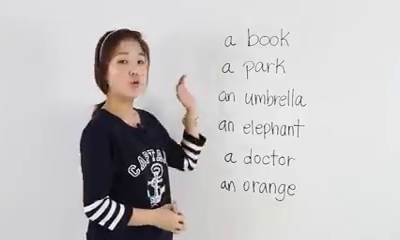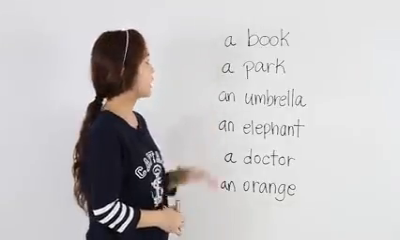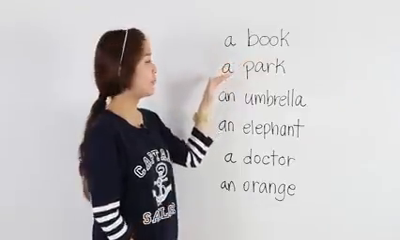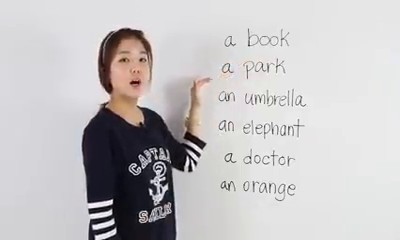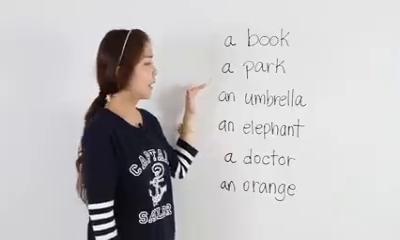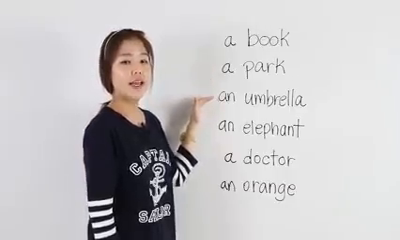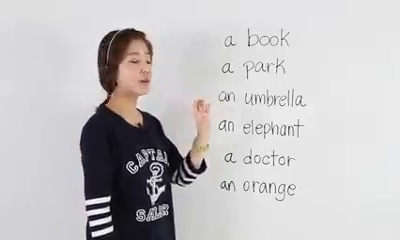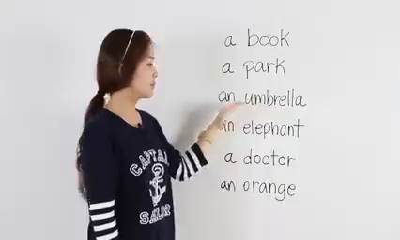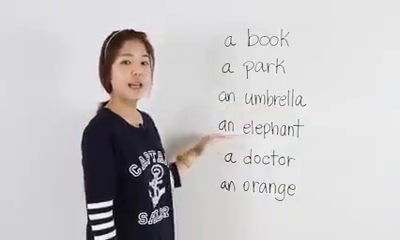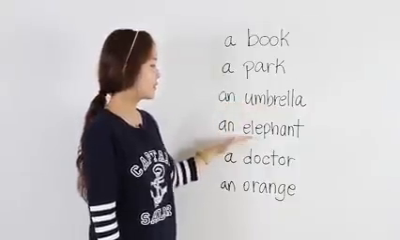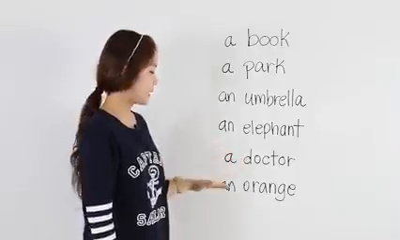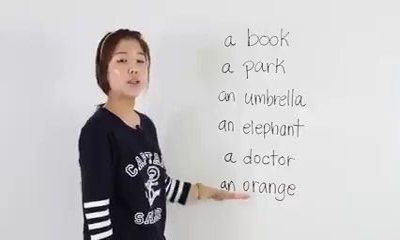So let's go through each word one more time. A book. A park. An umbrella. Notice it sounds like one word. An elephant. A doctor. And the last one, an orange.